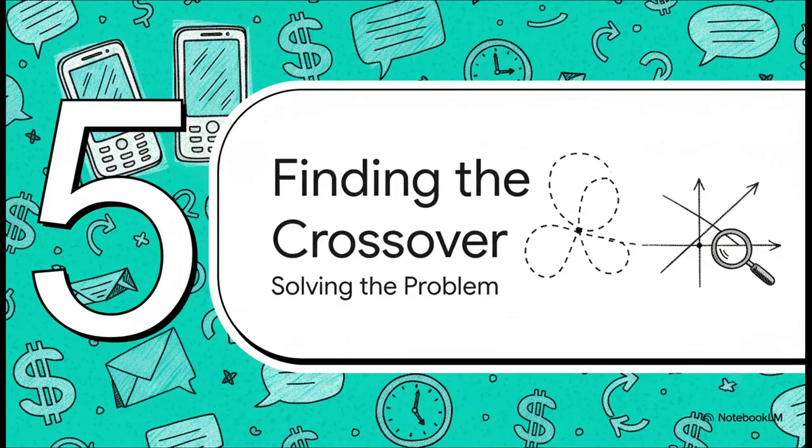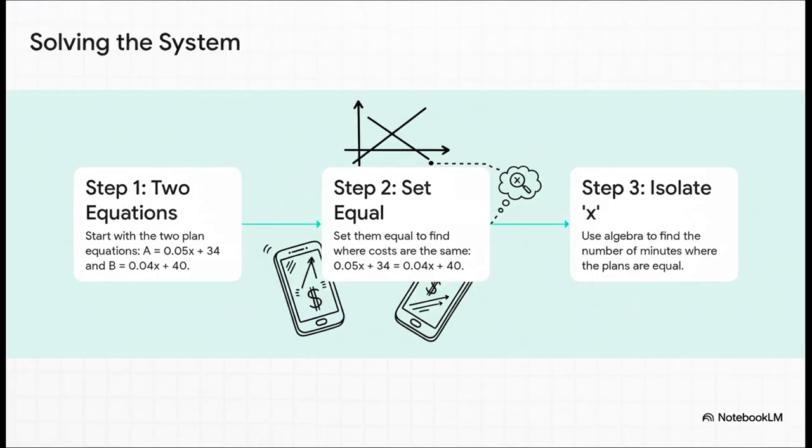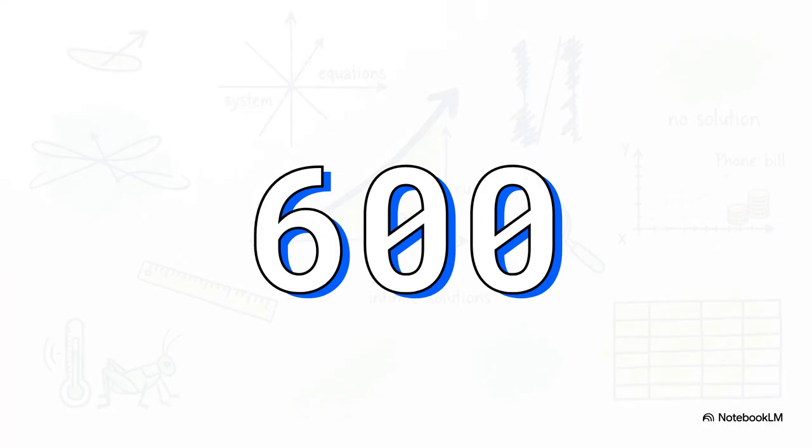Okay, now that we get the three possible outcomes, let's get back to our phone bill dilemma. We are looking for that one single crossover point where the cost of both plans is exactly the same. Let's find it. The logic here is actually pretty simple. We want to find out when the cost of Plan A equals the cost of Plan B. So what do we do? We literally just set their equations equal to each other. And once we've done that, it's just a bit of basic algebra to solve for x, which, remember, is our number of minutes.